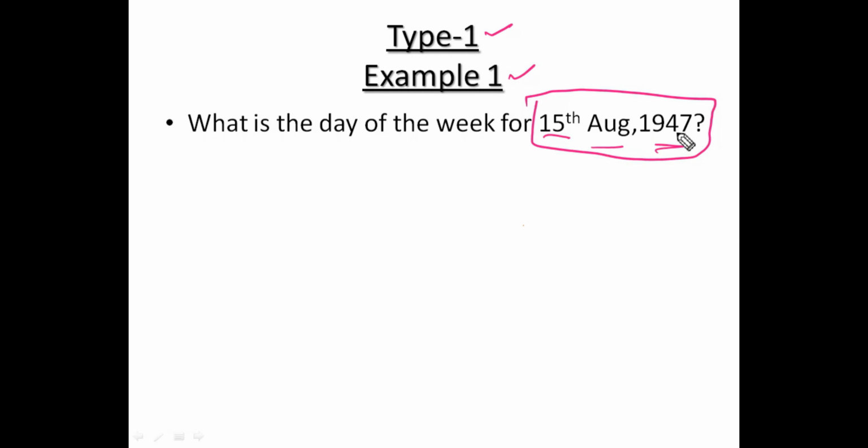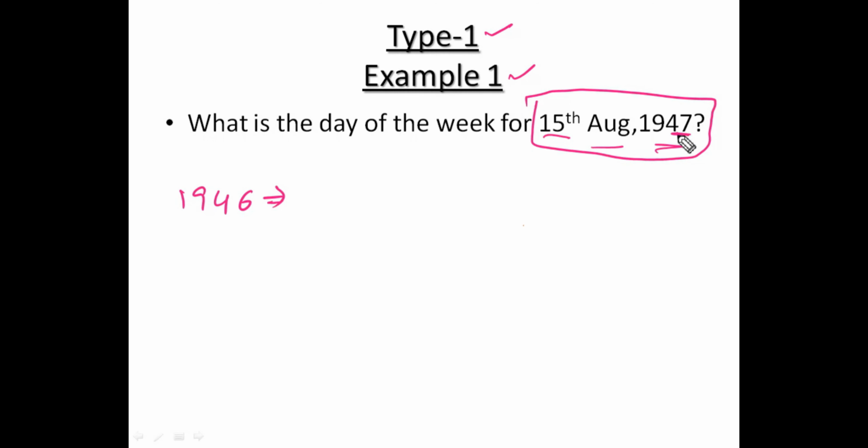Yeah, 46 years are completed, and the 47th is running. Up to August 15 it is completed, but 46 years are completely done. So take the completed number of years: 1946 years completed. First of all, we need to find the number of odd days in this duration.